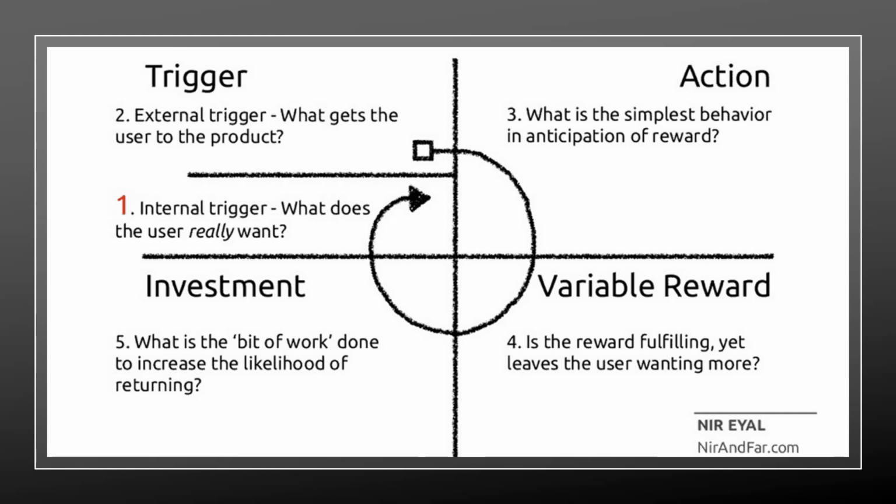Four sequential phases were identified, and they include the following. Number one, trigger phase. Number two, the action phase. Number three, the reward phase. And number four, the investment phase.